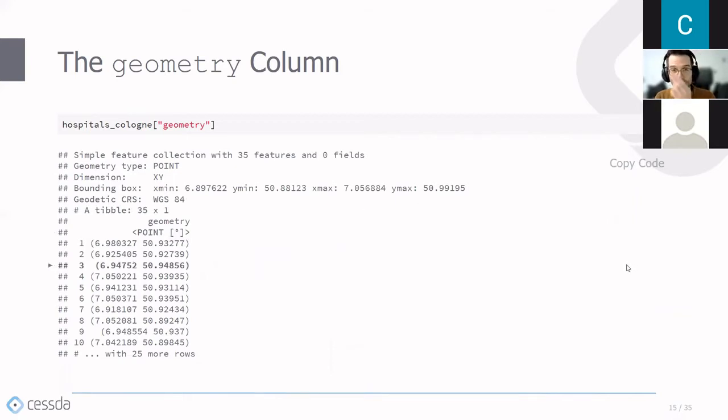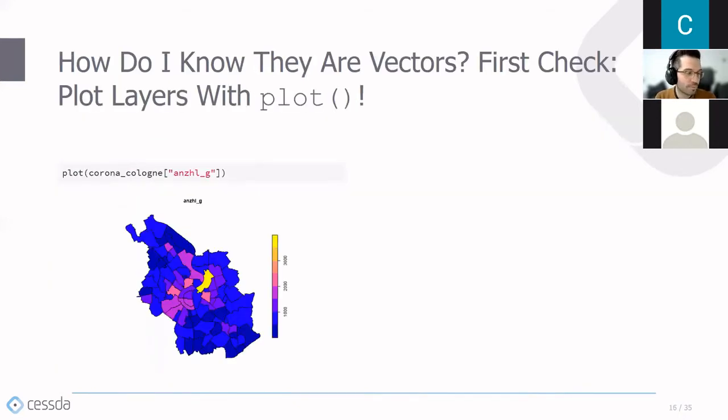And what is nice about these simple features objects in R is that it's really easy to create a first map to have a look at this data. So you can use the plot command from base R, or this generic function from R, to actually have a look at the corona cases in this data set. So this variable with this not that nice name is the corona cases in each district, the sum of all cases during the whole pandemic.